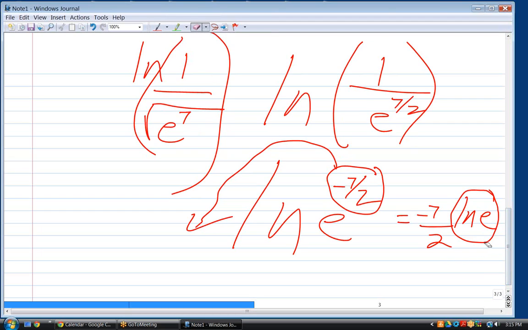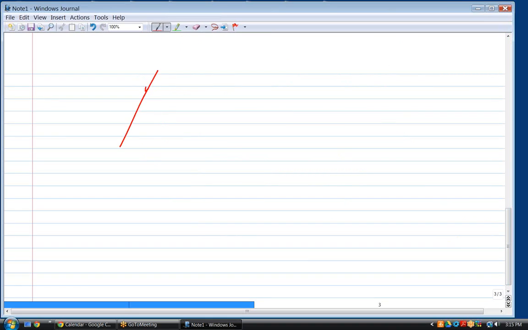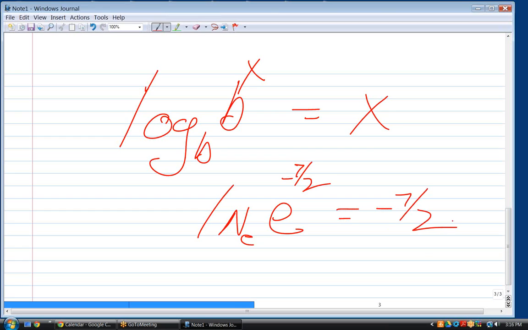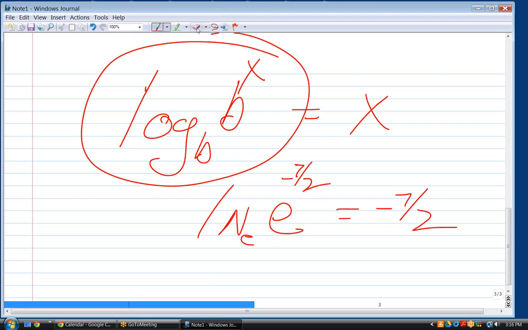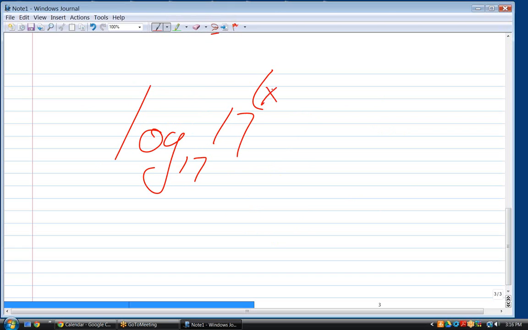All right. In fact, let's go over another rule for logs. The log base b of b to the x is equal to x. And that's what we just had, notice. We had the natural log of e, and natural log is base e, to the minus 7/2 was equal to minus 7/2. Yeah. Because of this. And that's true regardless of the base. In other words, if I said, what is the log base 17 of 17 to the x squared plus 1, what's that equal to? It's x squared plus 1. Yep.